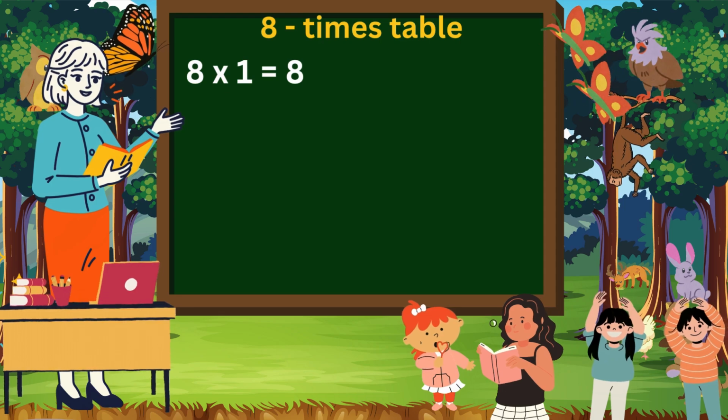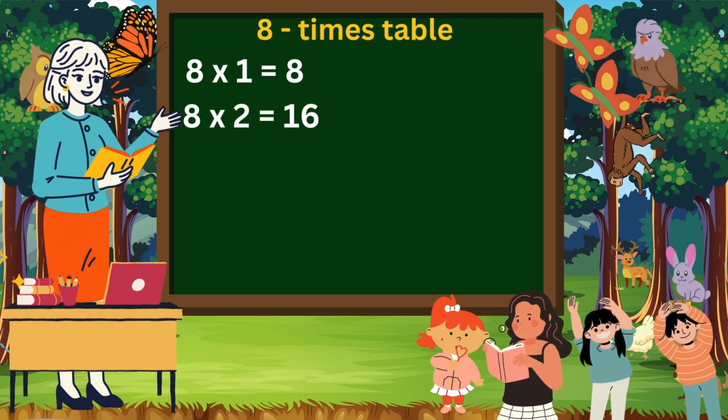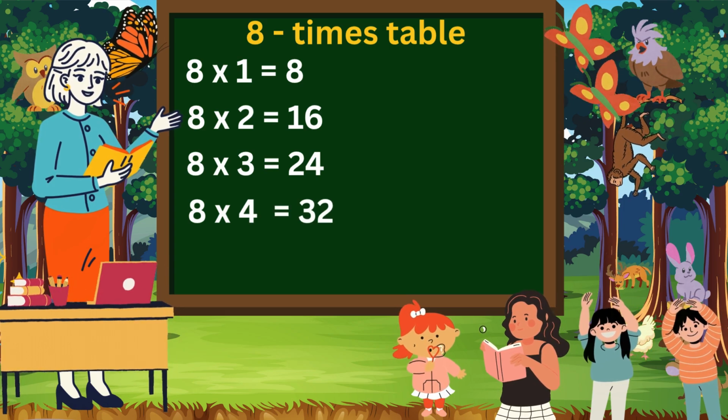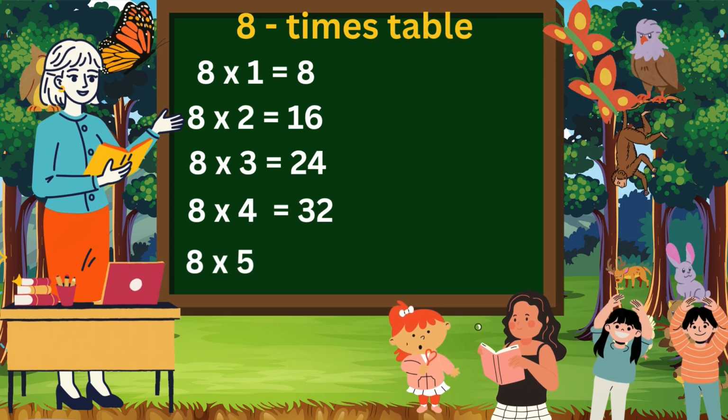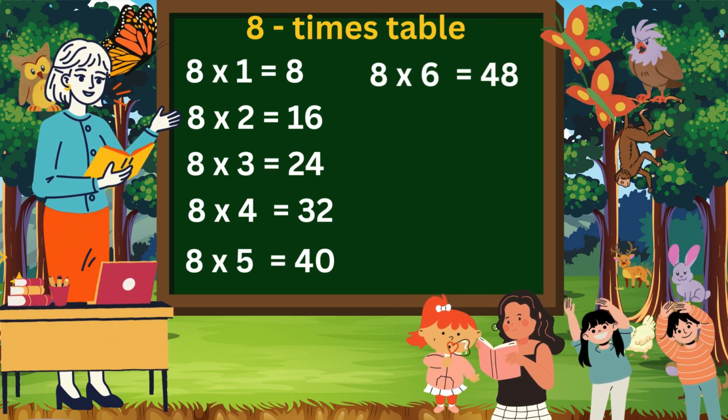8 ones are 8. Boom, boom. 8 twos are 16. Clap, clap. 8 threes are 24. Boom, boom. 8 fours are 32. Clap, clap. 8 fives are 40. Boom, boom. 8 sixes are 48. Clap, clap.